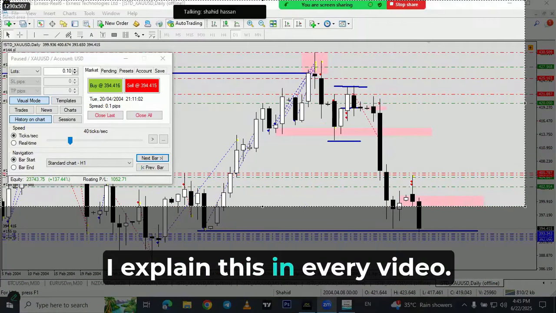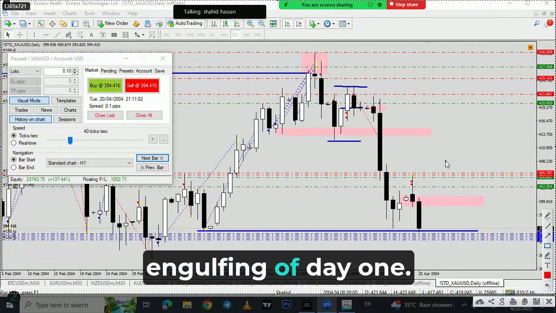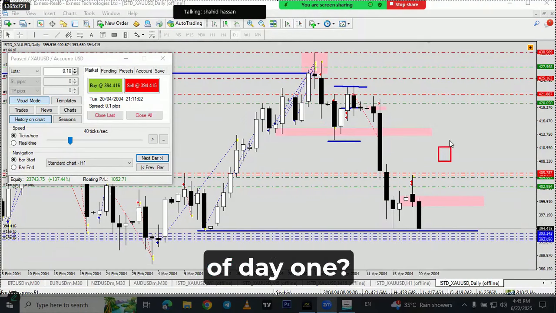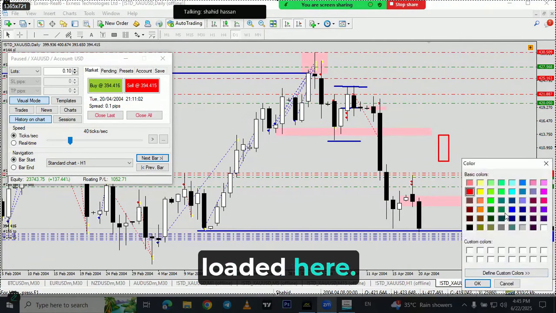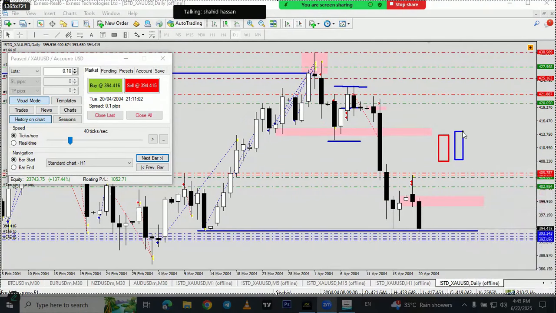I explain this in every video. You only need to take the engulfing of day 1. How to take the engulfing of day 1? This candle has been loaded here. This will be our engulfing, okay?